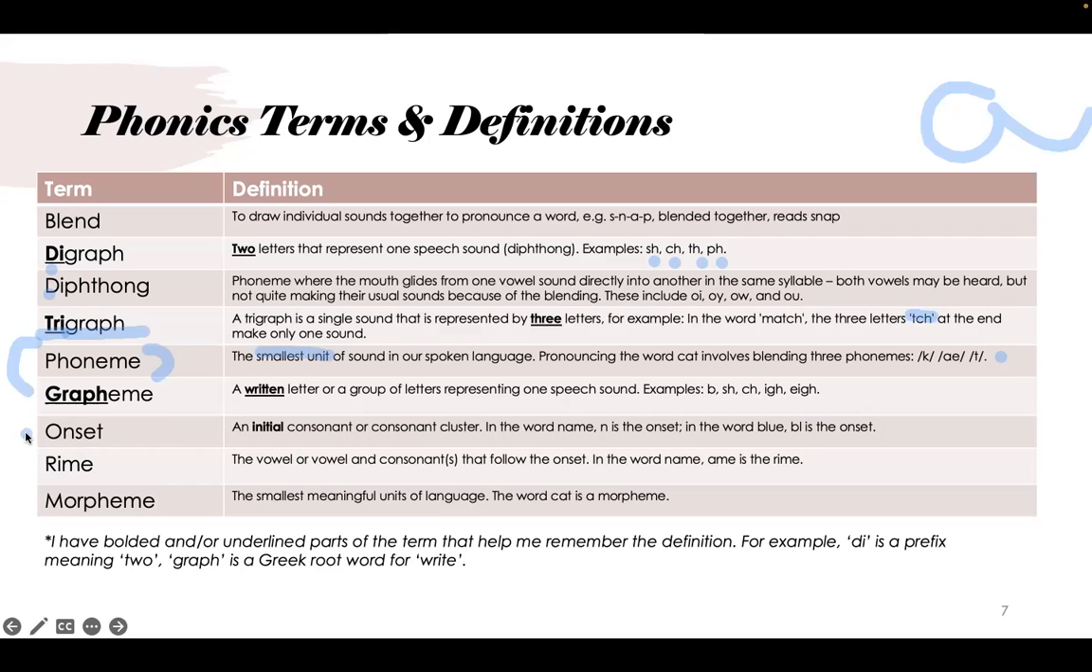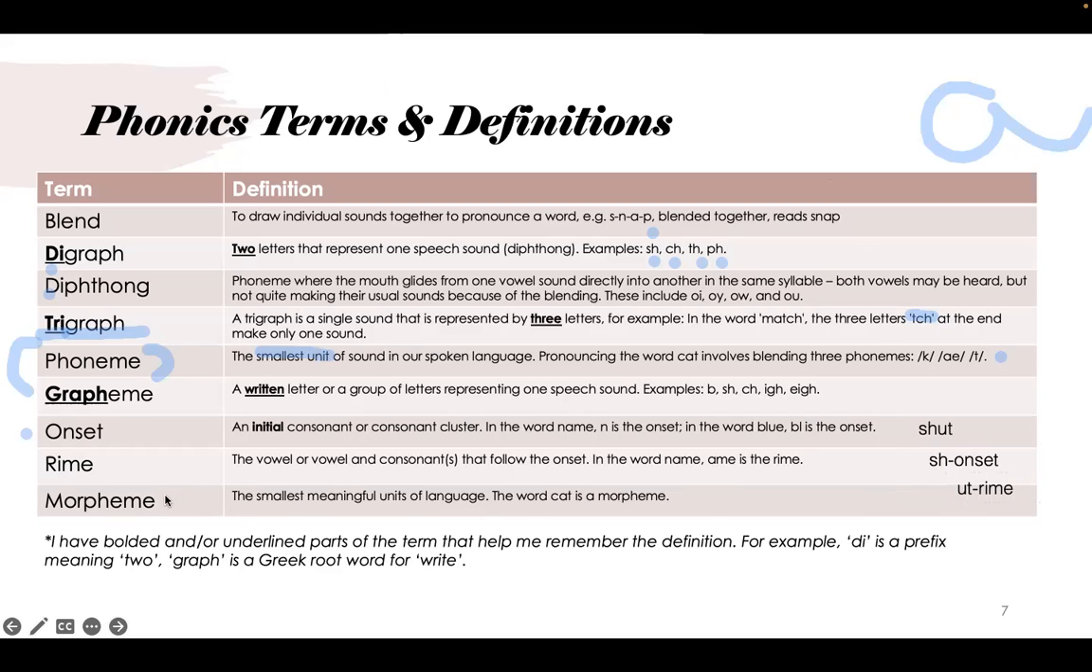We discussed onset, the initial sound, the initial consonant or consonant cluster, like sh, is also the onset. The rhyme is after the onset. It's the vowel and the consonants that follow the onset. So in the word shut, sh is the onset, even though it's two graphemes and one phoneme, and ut is the rhyme. Onset, rhyme at the end.